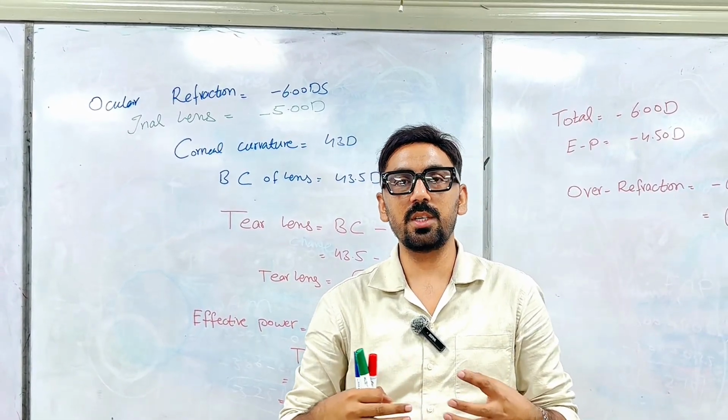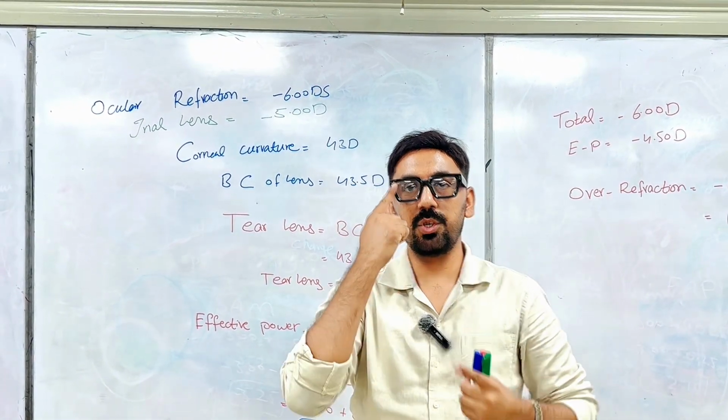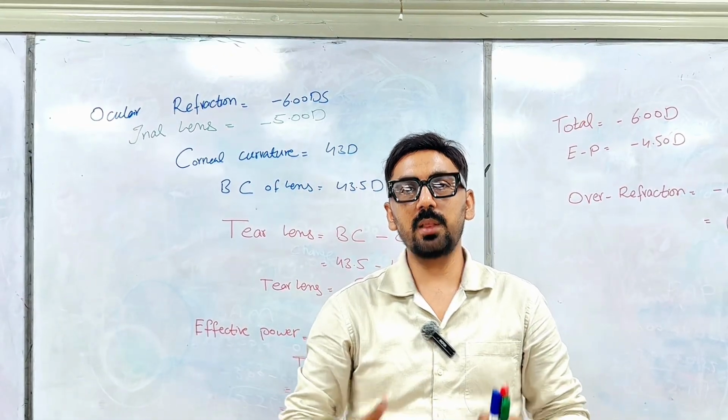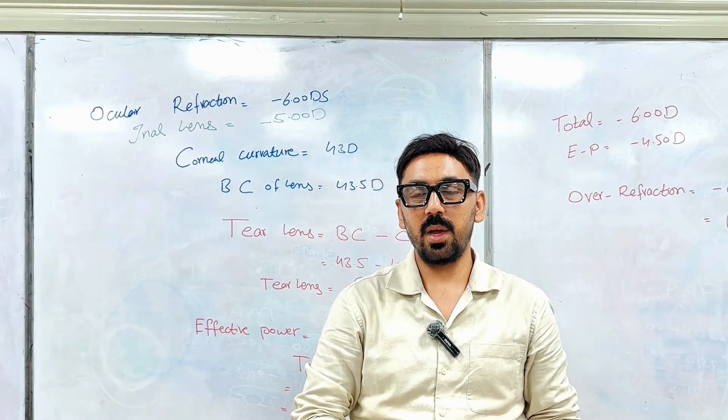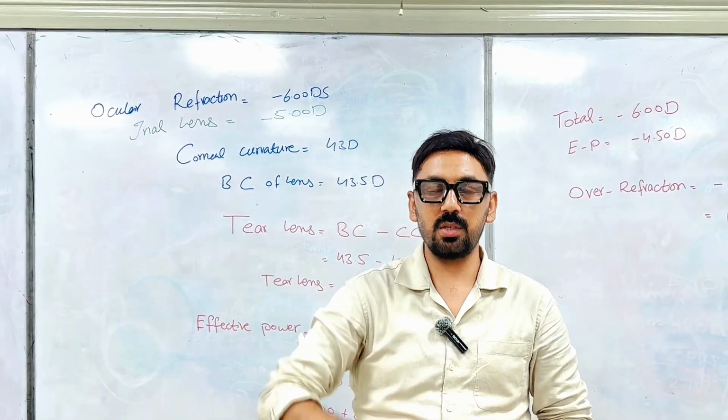And how does it work? For example, you place the RGP lens over the patient's cornea, and to make the visual acuity better, to make that patient 6/6, you will add some trial lens over the contact lens, and that refraction is called over-refraction.